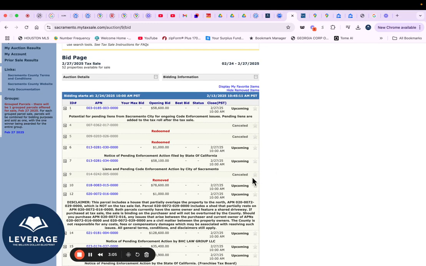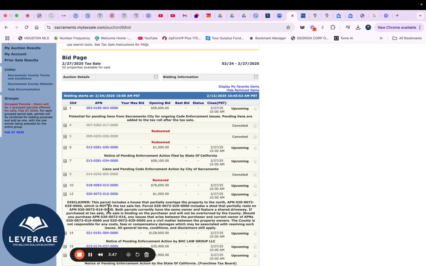However, there are a lot of these, as you guys can notice, it says notice of pending enforcement action filed by the state of California. So this is clear that this county does not clear liens. As you can see, this one says potential for pending liens for Sacramento City and ongoing code enforcement. So what that means is that you see this opening bid. If you get the highest bid, let's say for $200,000, know that in addition, this particular parcel has liens and code enforcement issues. So that means that this county is not taking care of them. So that means you have to pay for them.